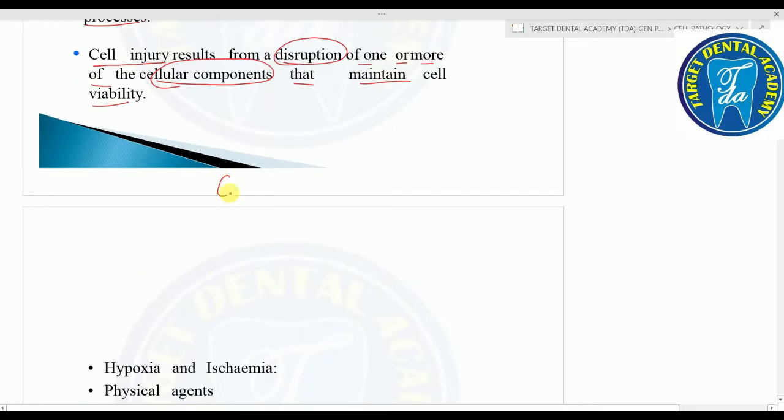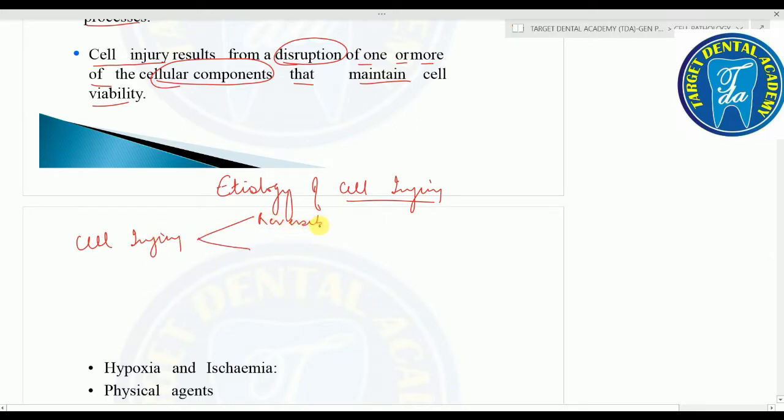Coming on to the etiology of cell injury. So basically the cell injury is of two types: the reversible injury and the irreversible injury. Fine. So these reversible and irreversible, they are broadly classified into two large groups.